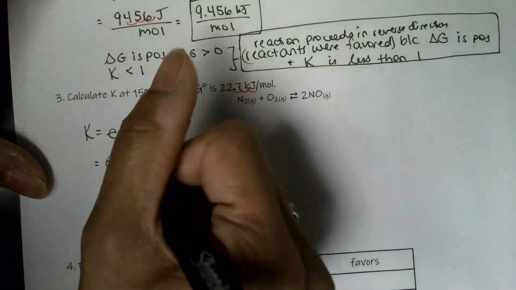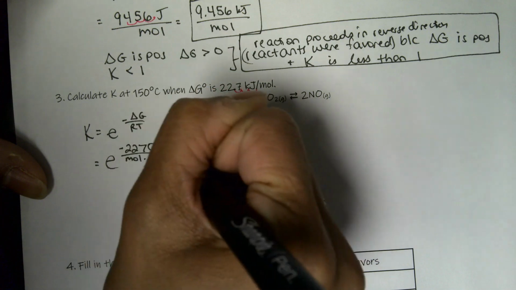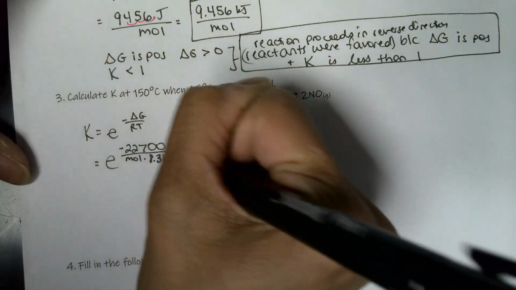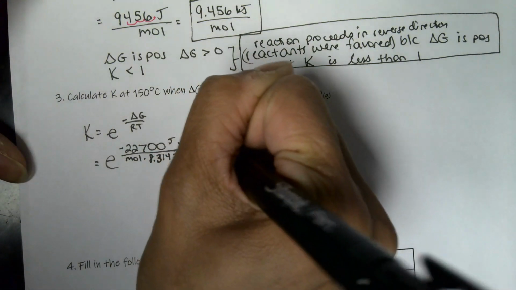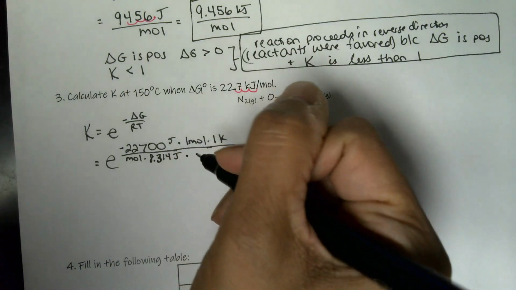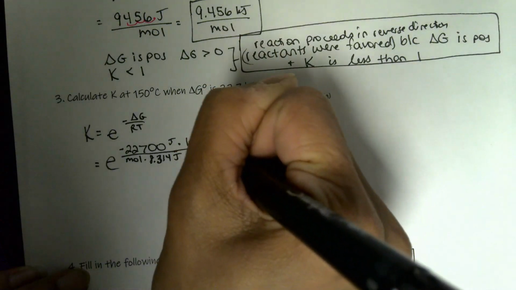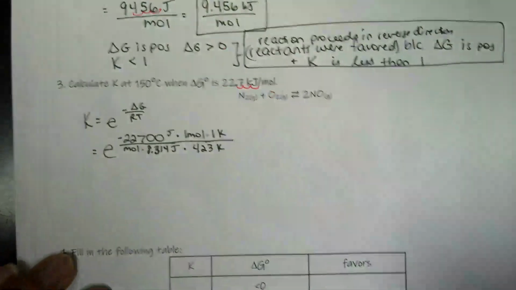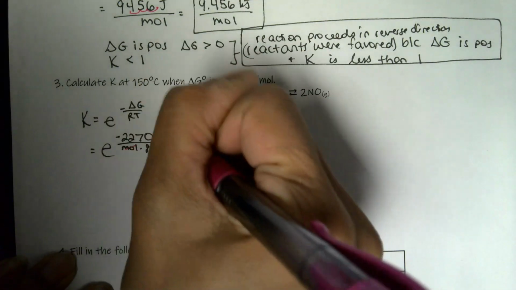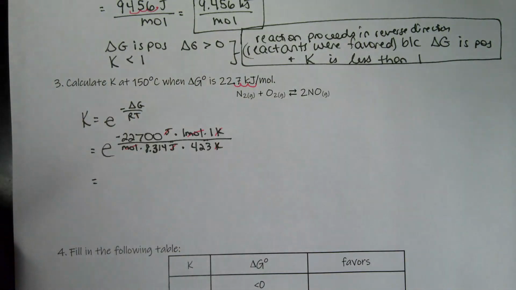Then I'll put in my RT. My R is 8.314 joules over mole Kelvin, but because it's already in the denominator, I'm going to put that mole and that Kelvin at the top. And I have 150 degrees Celsius, which is equivalent to 423 Kelvin. So looking at my units, I can cancel out Kelvin, I can cancel out moles, and I can cancel out joules, which is great because K is a unitless number.